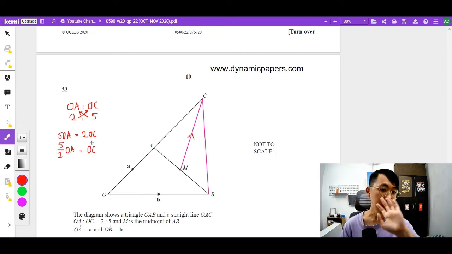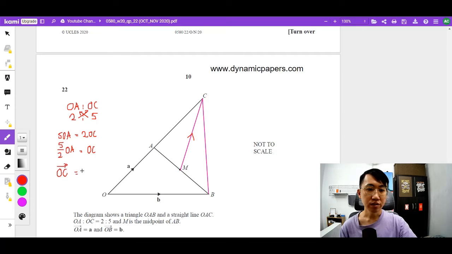So can you see that we actually move around using the information given to me? I move around, cross multiply, and I get this relation right here. OC is actually 5 over 2 OA. So go ahead and get this information out. OC is going to be, now we know OA is denoted with the small letter a, so we can write 5 over 2 a.